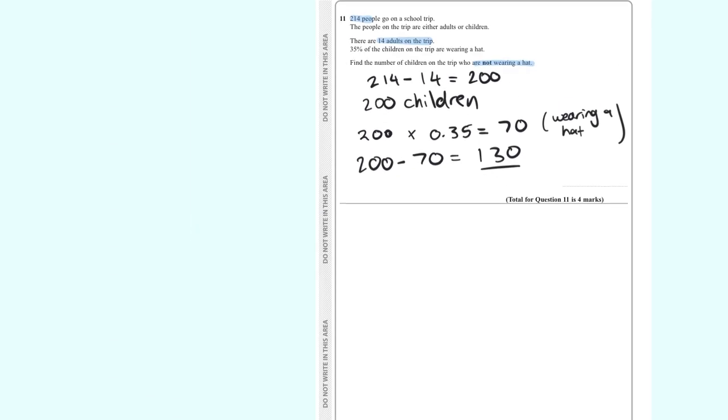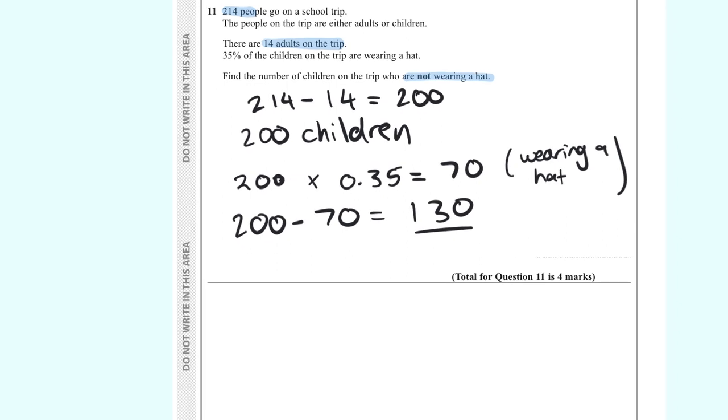Right, next. And that is for four marks. That's nice. I'm telling you, that's nice. You've got a calculator as well. The only bit you might get stuck on is probably knowing that you can times it by 0.35. Or you can, if you know how to do it in your calculator, put times by 35%. That's fine too.